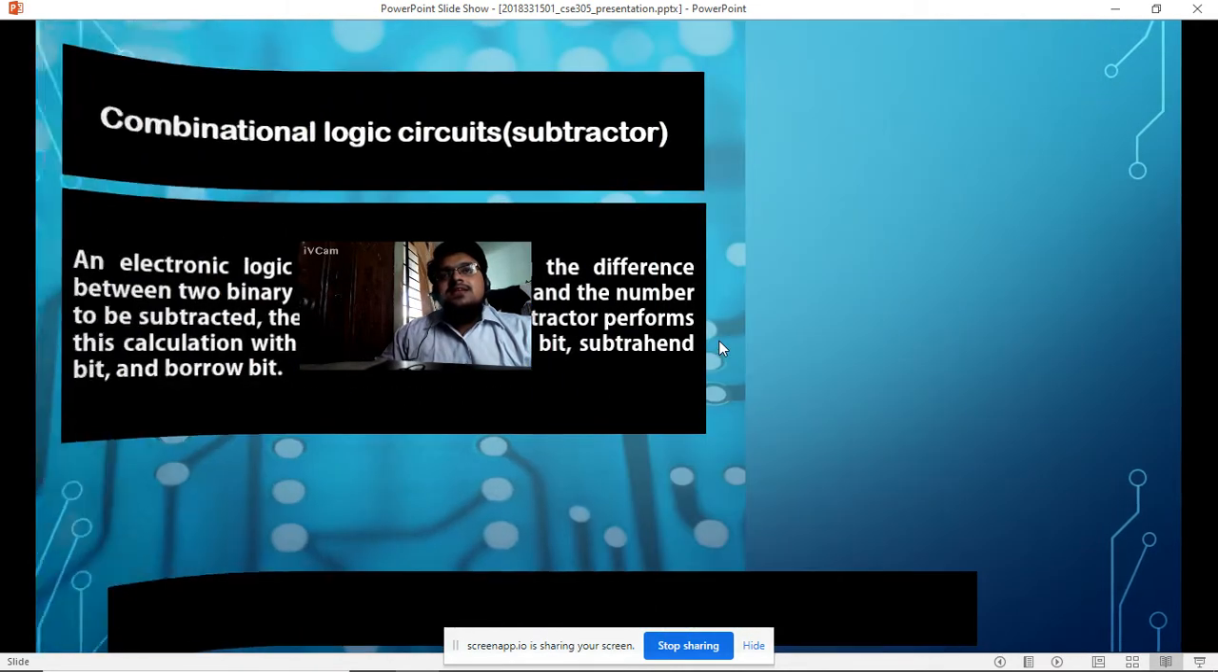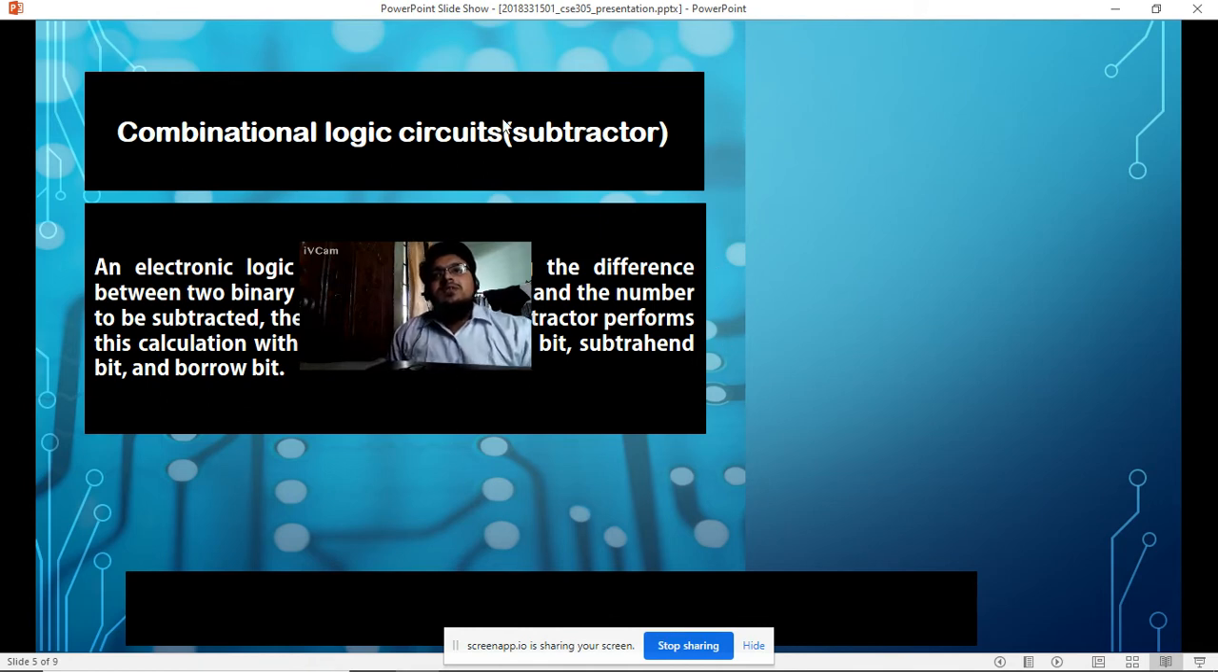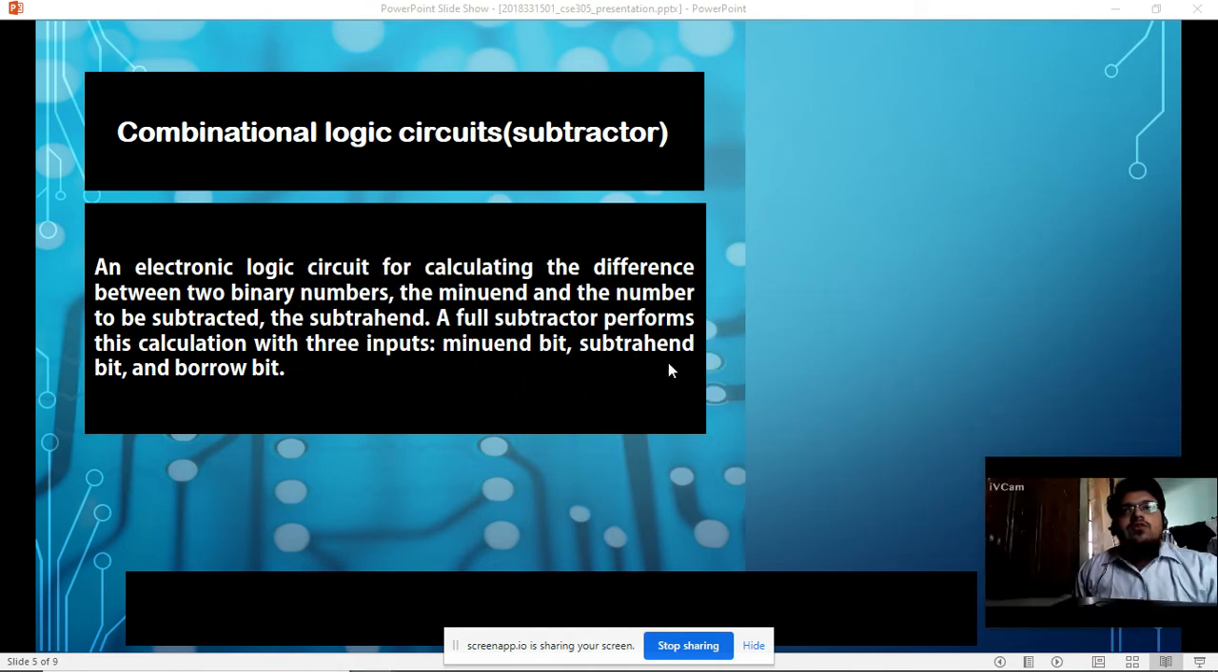In the next slide, I have chosen the example for combinational logic circuit, which is the subtractor. So it is an electronic logic circuit for calculating the difference between two binary numbers: the minuend and the number to be subtracted, the subtrahend. A full subtractor performs this calculation with three inputs: minuend bit, subtrahend bit, and borrow bit. So this is another example of combinational logic circuit.